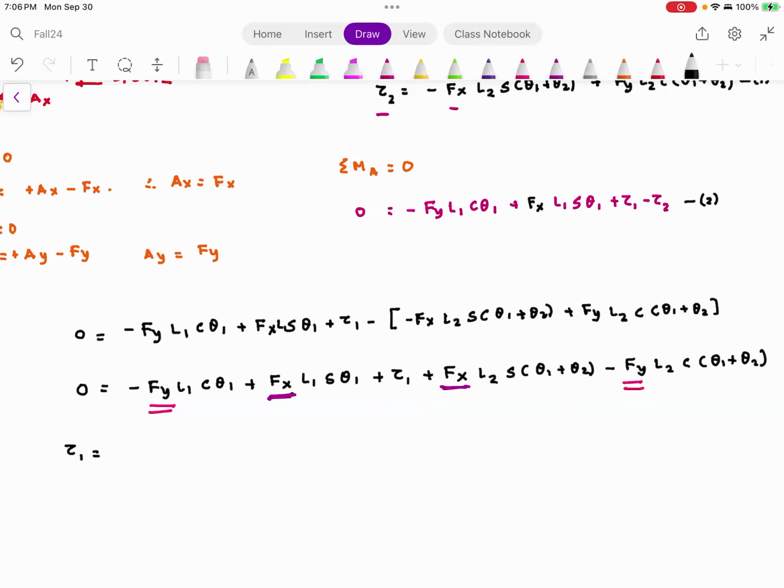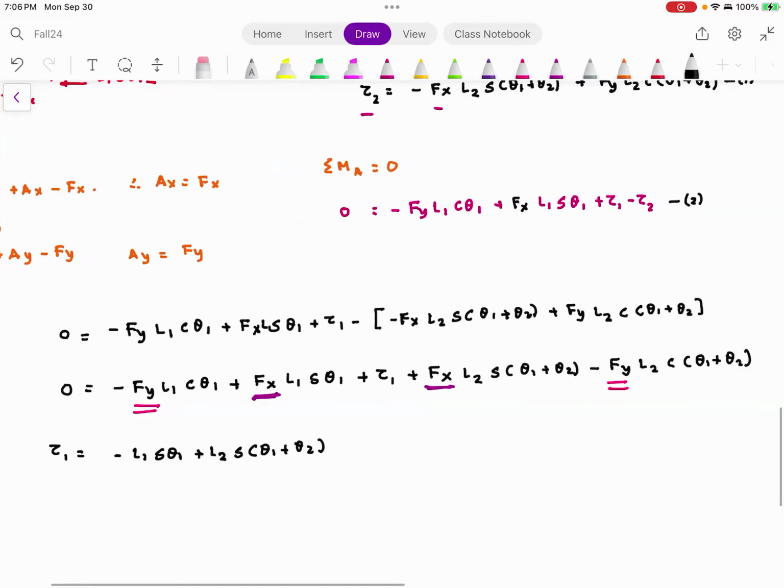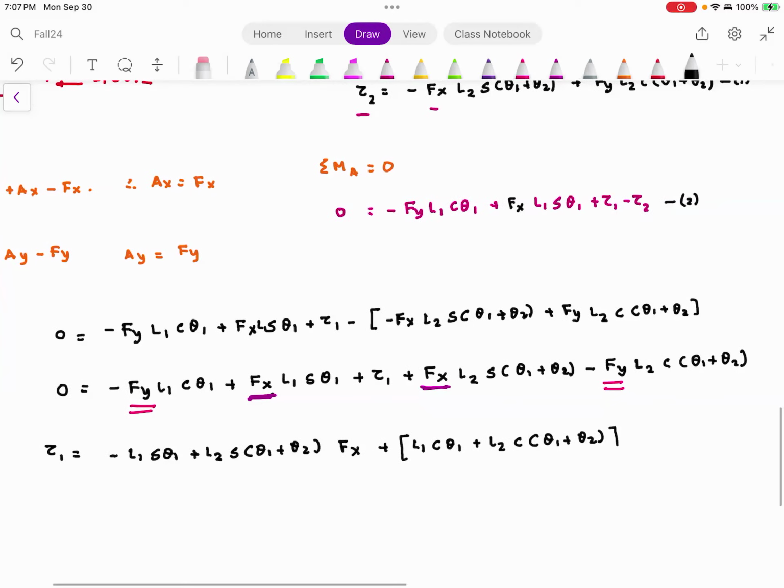So this would be L1 sine theta 1 plus L2 sine theta 1 plus theta 2, minus, f of x. Are you with me so far? I'm going to flip the sign again. Plus, I'm going to have L1 cosine theta 1 plus L2 cosine theta 1 plus theta 2, and f of y. Are you with me? Okay.